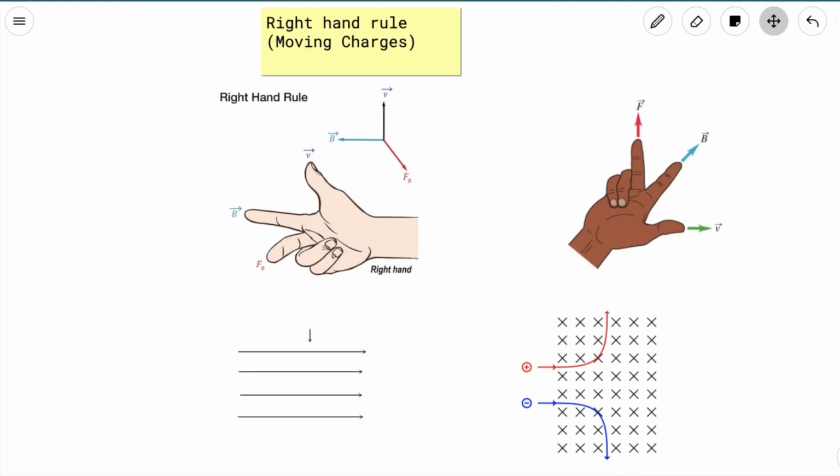Okay, so this is the right-hand rule for moving charges. It is going to be the right-hand rule if a charge is entering a uniform magnetic field. So what we're going to have to recognize is that the magnetic field, the direction of the particle, and the magnetic force are always going to be perpendicular to each other. They're never going to be on the same plane. It always has to be perpendicular.